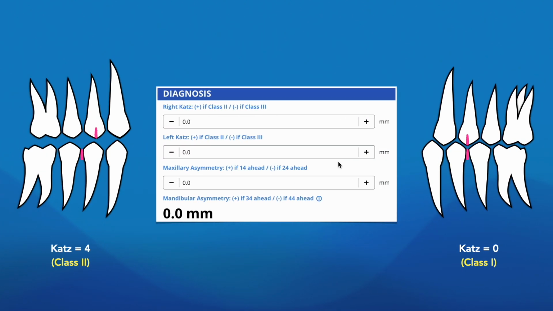To clarify this concept, let's consider a half cusp class 2 subdivision right patient with a CATS of plus 4 on the right and 0 on the left. In this case, the asymmetry could be all in the mandible with 4 millimeters ahead. It could be partially in the mandible and partially in the maxilla, or it could be all in the maxilla with tooth 1-4, 4 millimeters ahead.